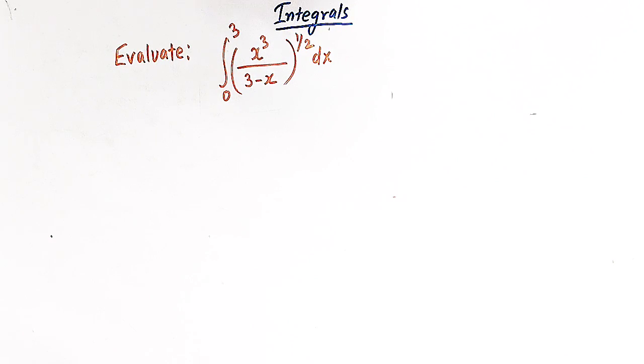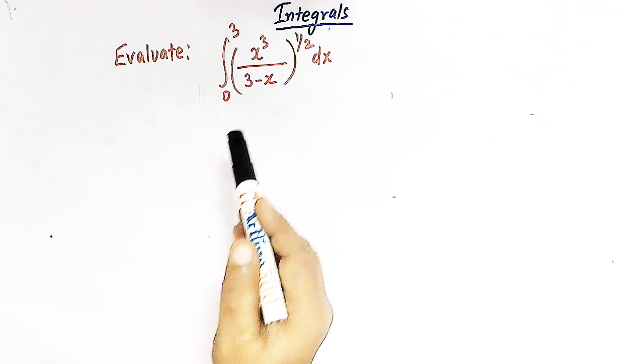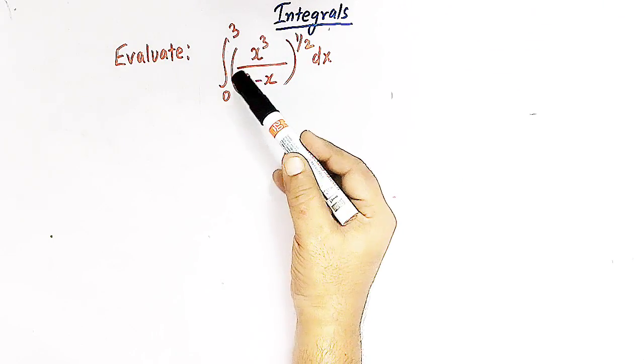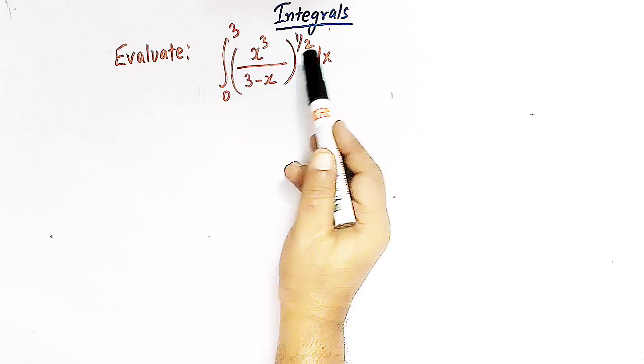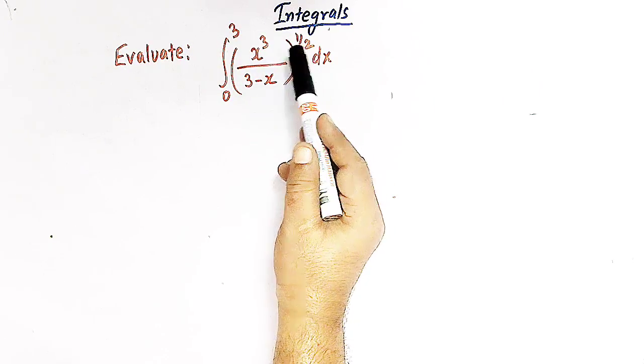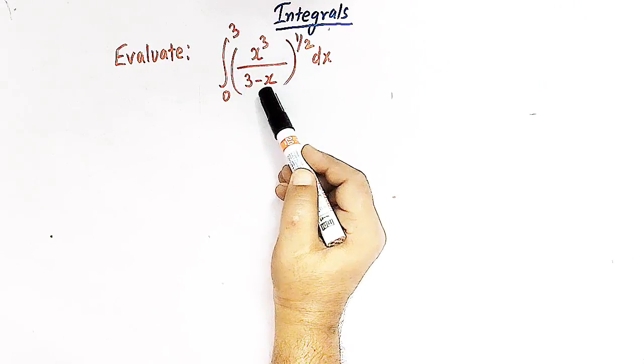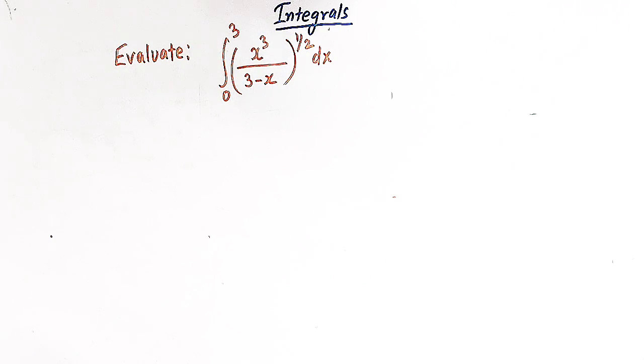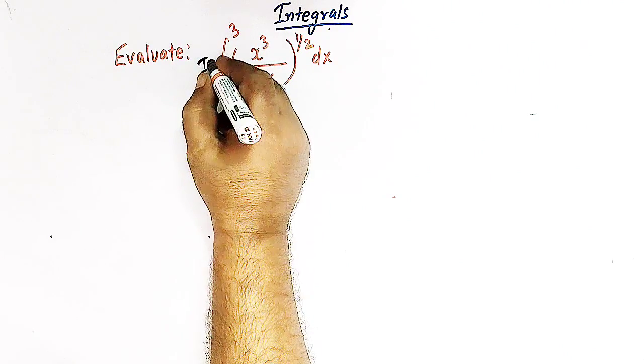Hello viewers, in today's session we are going to discuss another important problem from definite integrals. We are going to discuss this definite integral where we have the limits from 0 to 3 and our integrand is square root of x cube divided by 3 minus x. We are going to solve this definite integral with the help of beta and gamma functions. So let us start and let us first call this integral as I.